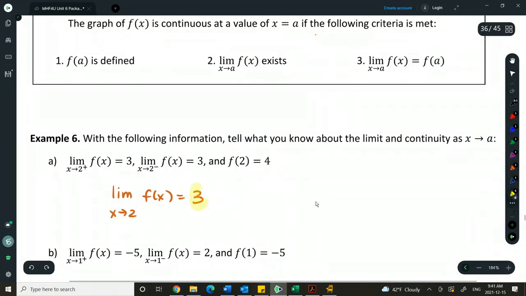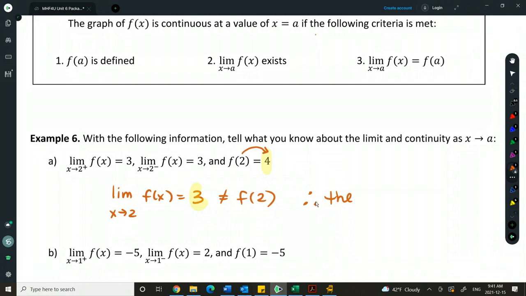Well, the limit is equal to 3, and f at 2 is equal to 4. Okay, so this is not equal to f at 2. Therefore, the graph is discontinuous when x equals 2. If f at 2 were equal to 3, then I would say this is continuous at this point.